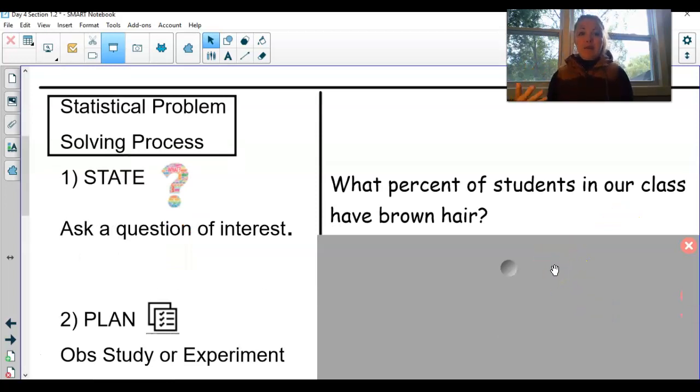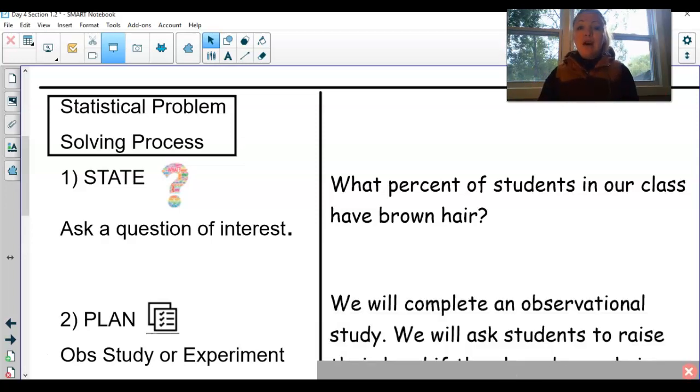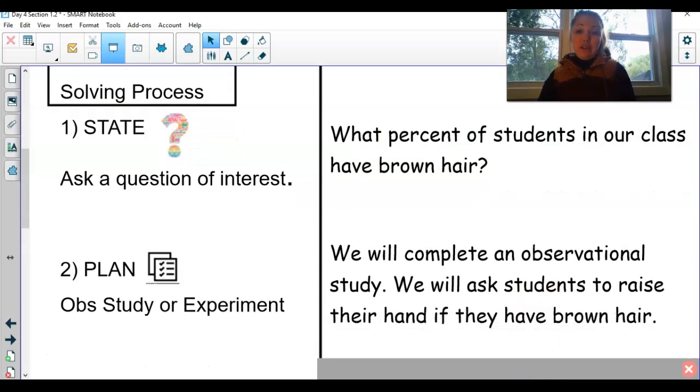Step two is the plan, okay? So that's like, how am I going to get my data? Am I going to do an observational study or am I going to do an experiment? I need data, so I need to plan what I'm going to do. And so I was just going to complete an observational study. I was going to ask students to raise their hand if they have brown hair. Now, again, this can get more complicated if you're doing an experiment, and we're going to talk all about that. You're going to learn about how to experiment the right way, but for now, we're going to keep it simple.